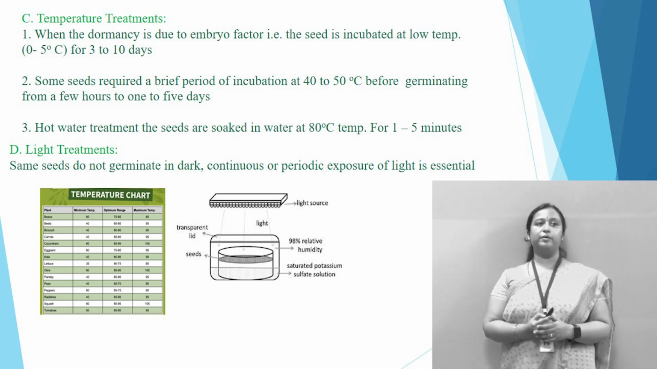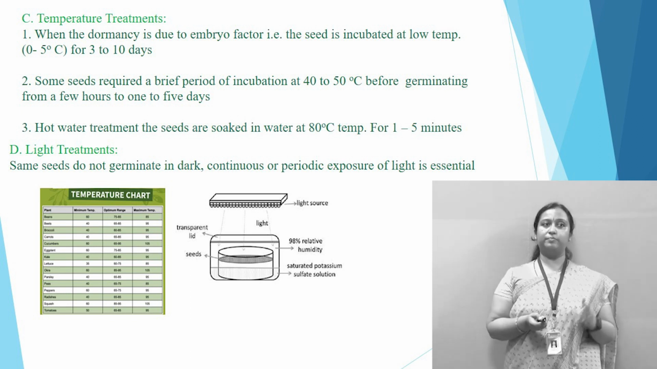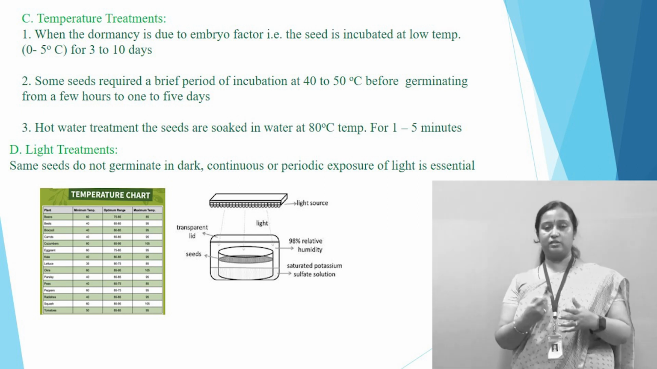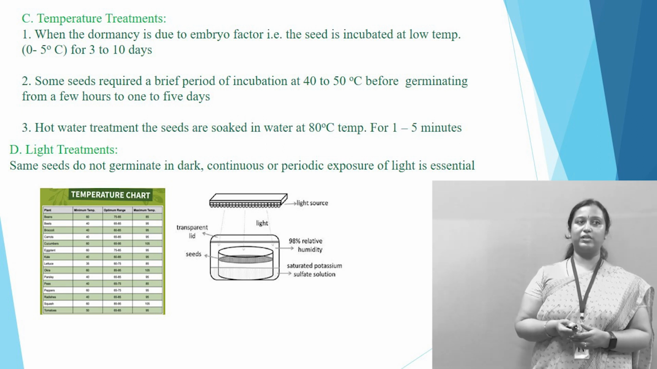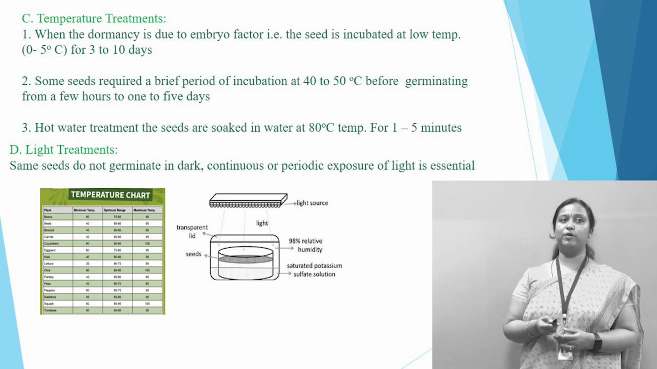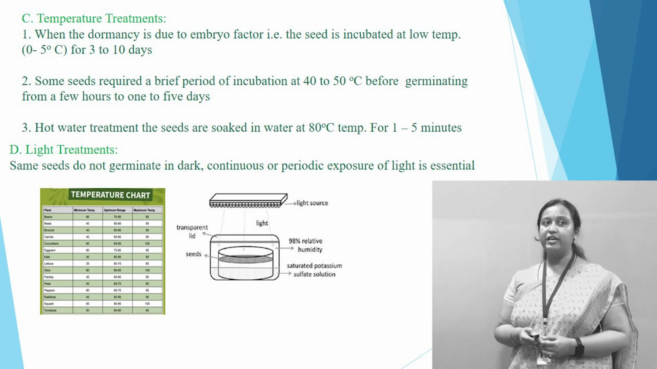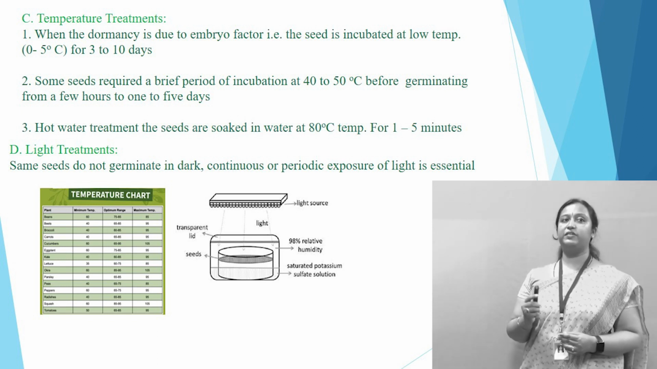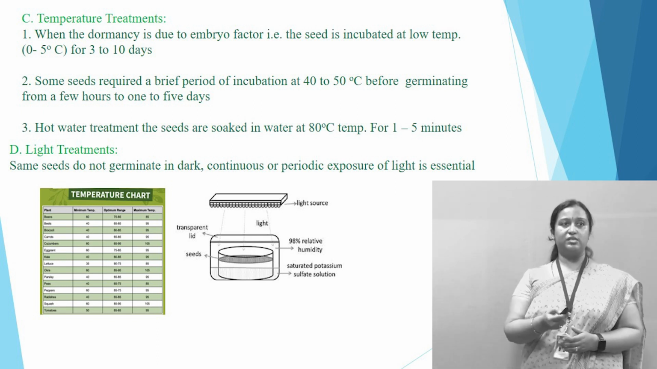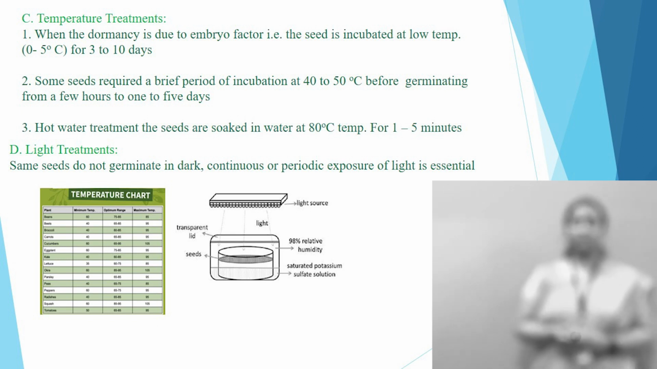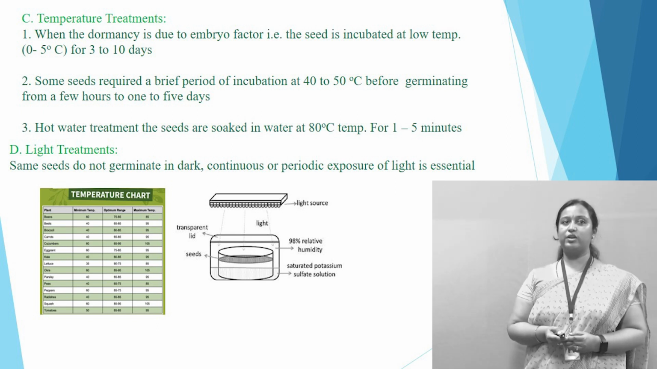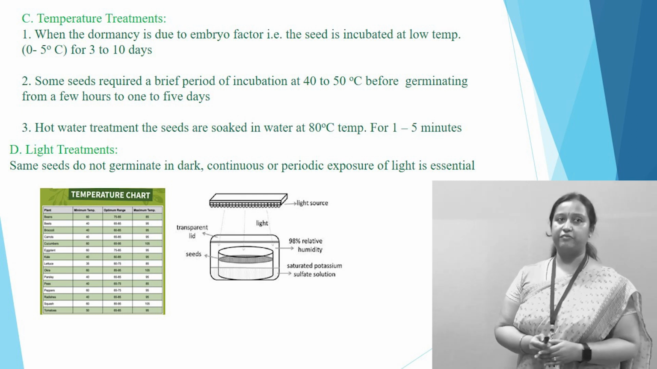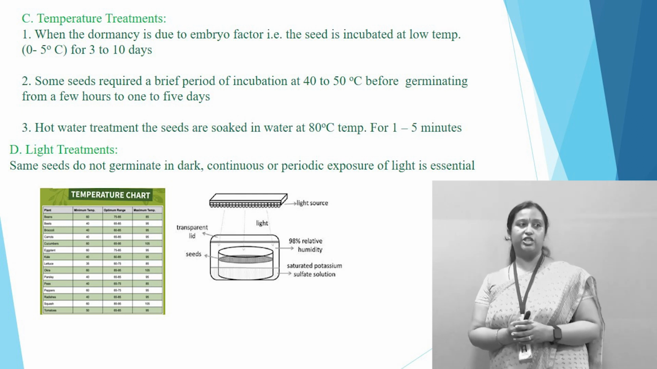Some seeds require a brief period of 40 to 50 degrees Celsius before germination, and a few hours of treatment will be necessary. Here you can see a few examples. Beans have a minimum of 60 degrees and a maximum of 85 degrees Celsius. The optimum temperature required for the bean plants to germinate is 75 to 85 degrees Celsius. Similarly, we have another example of eggplant, which requires a 60 to 95 minimum and maximum range, and the optimum level will be 60 to 85 for initiating the germination.